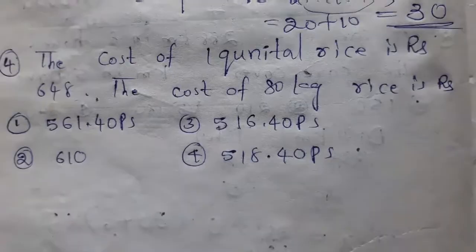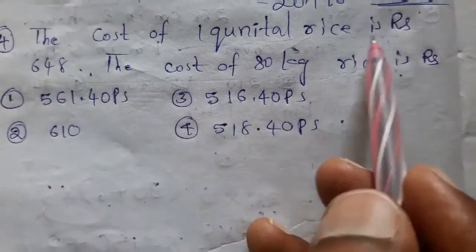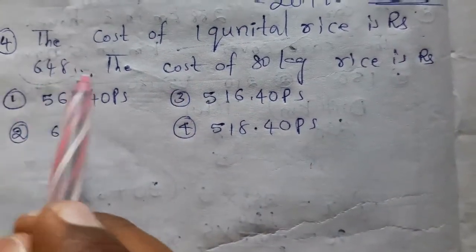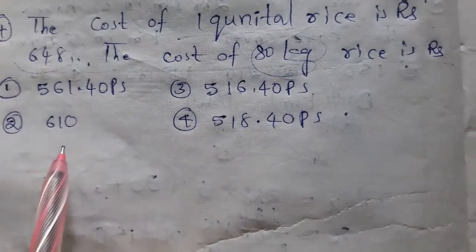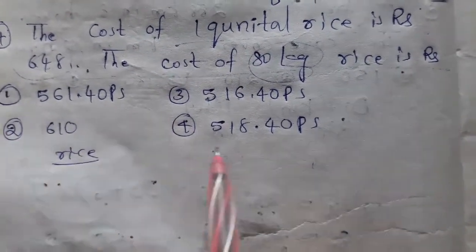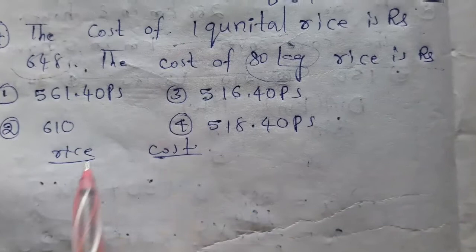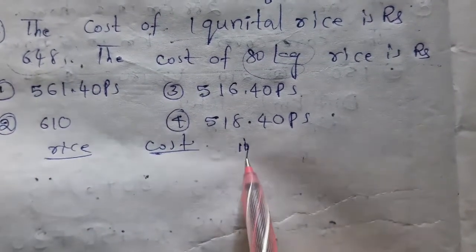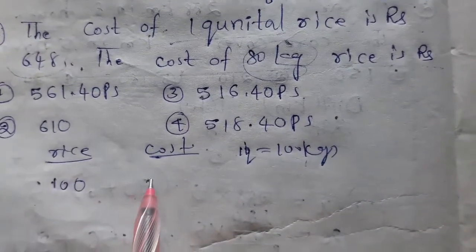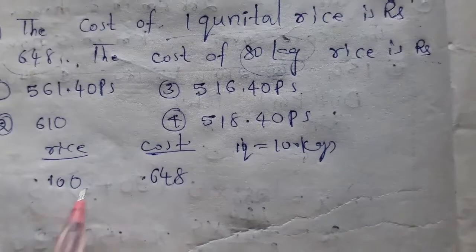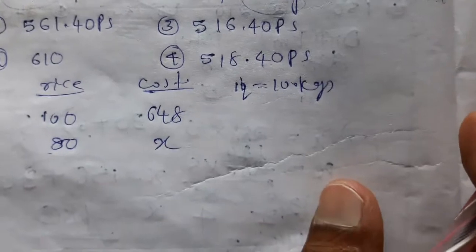See here, this one. The cost of 1 quintal rice is 648 rupees. The cost of 80 kgs of rice is, see, one is rice is given, another is price, that means cost is given. Cost of 1 quintal, 1 quintal is equal to how much? 1 quintal is equal to 100 kgs. So cost of 100 kgs rice is how much? 648 rupees. Now 80 kgs cost they are asking.